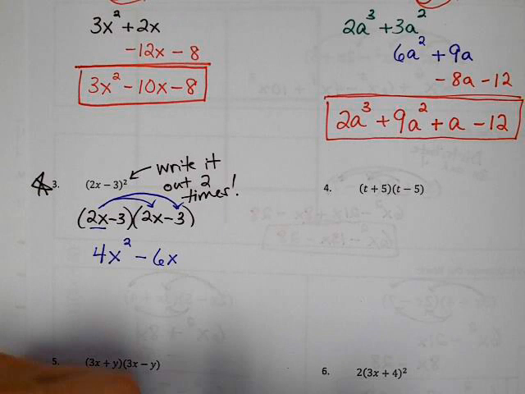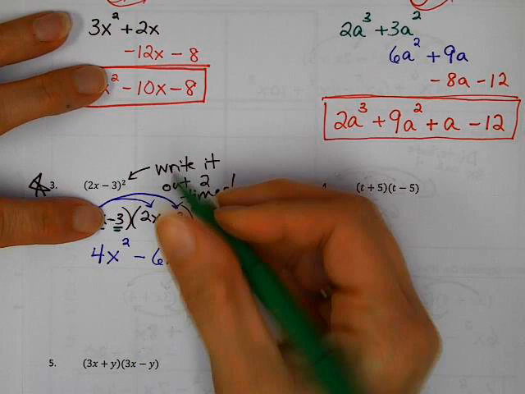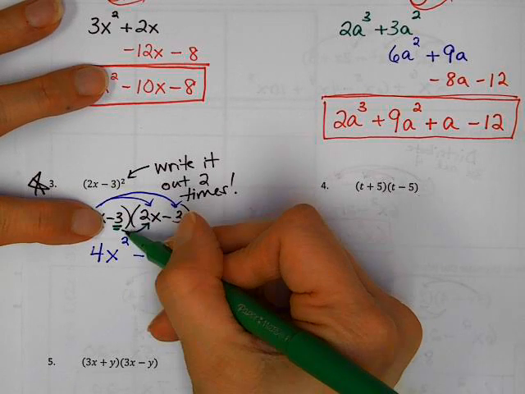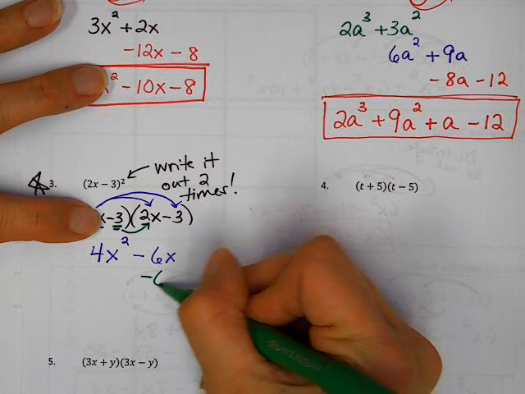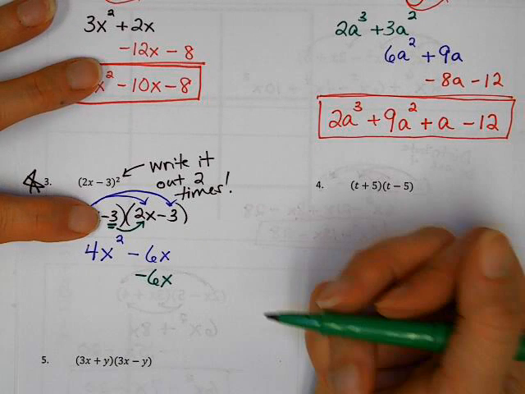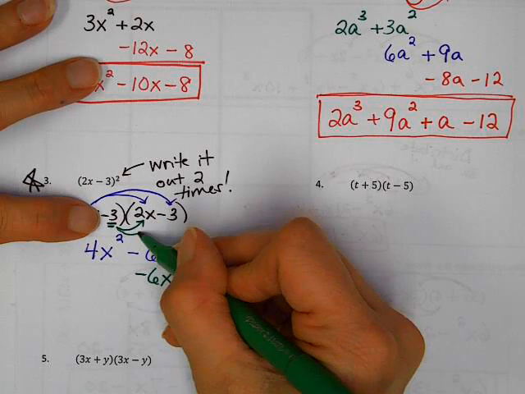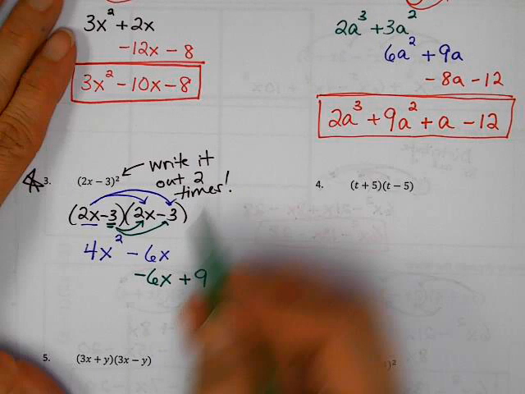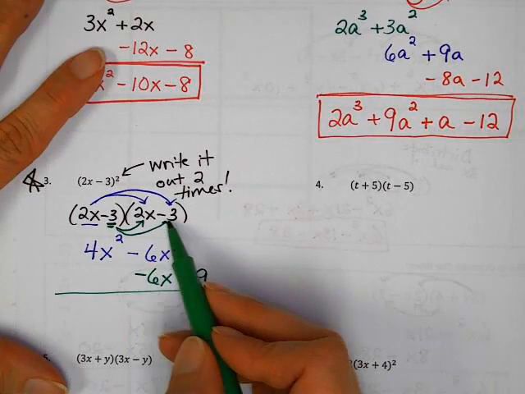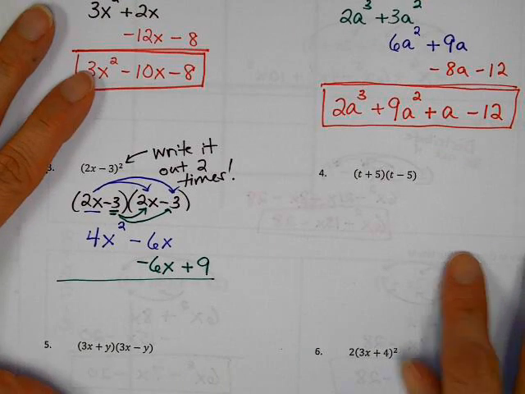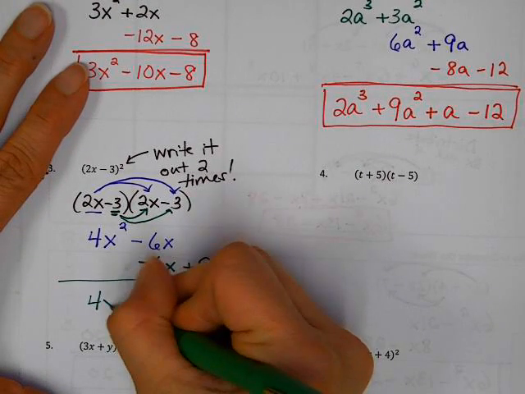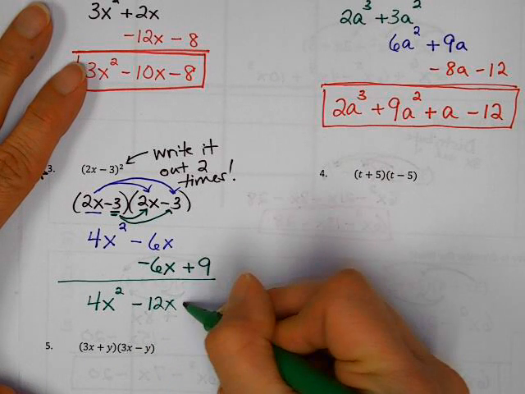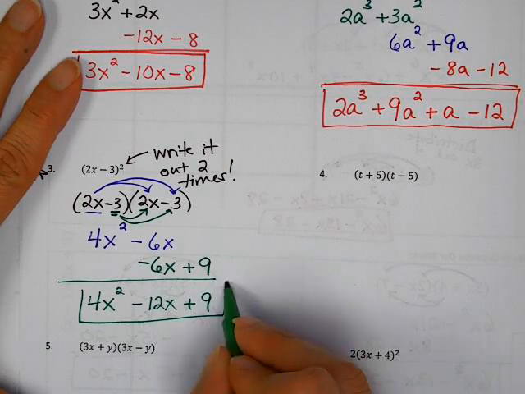And now it's time for negative 3 to get distributed. Negative 3 times positive 2 is negative 6x. Oh, look at that. Negative 6x will go right under negative 6x. And a negative times a negative makes positive 9. Sometimes when we're doing these 3's and 2's and 3's and 3's, the numbers get mixed up a little bit. Let's go ahead and add our like terms. So we've got 4x squared, negative, and that's negative 12x plus 9. There you go.